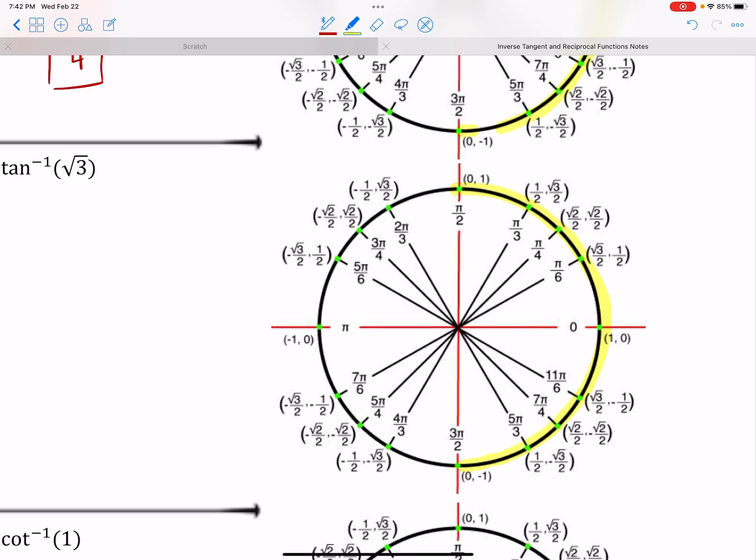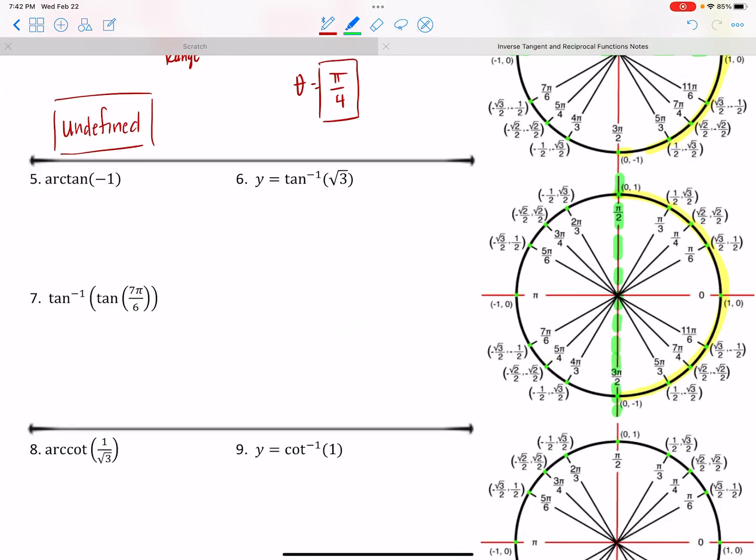Now remember, this one has the tangents on the outside of that branch of the graph, so there's technically an asymptote here. So we want to make sure that we're not doing anything with pi over 2 or negative pi over 2 itself. Okay? The rest is really the same concept.